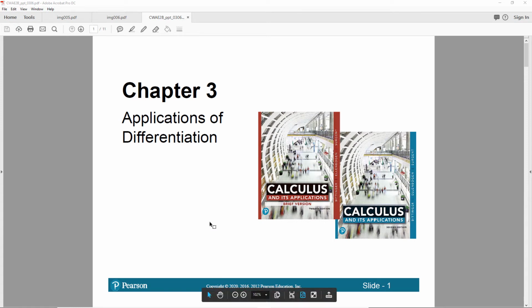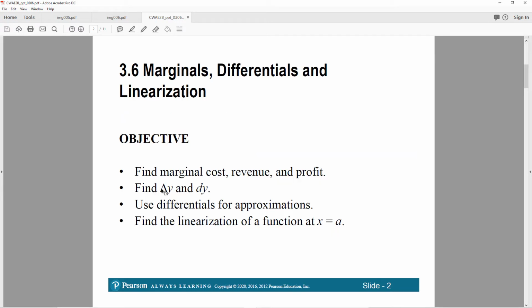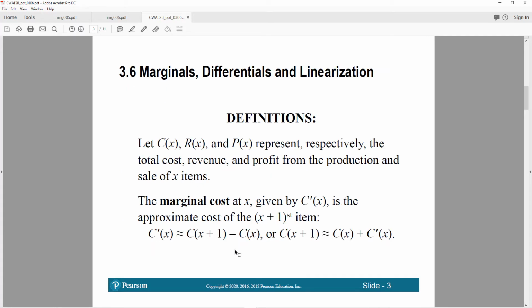Chapter 3. This is Chapter 3. Marginals, differentials, and linearization. Find marginal cost, revenue, and profit. Find delta y and dy. Use differentials for approximations. Find the linearization of a function here.